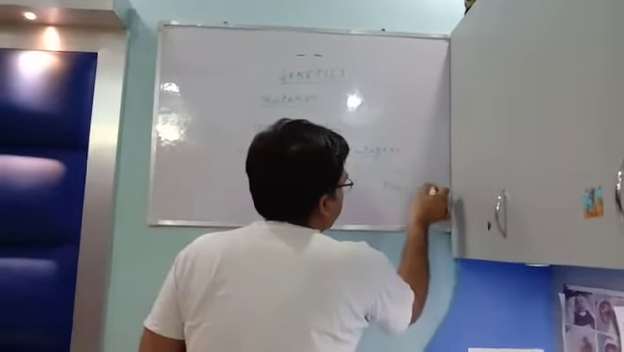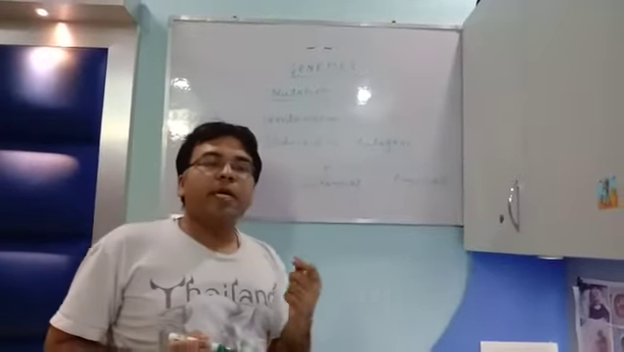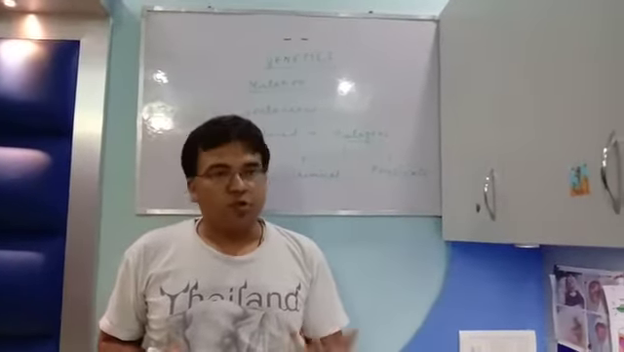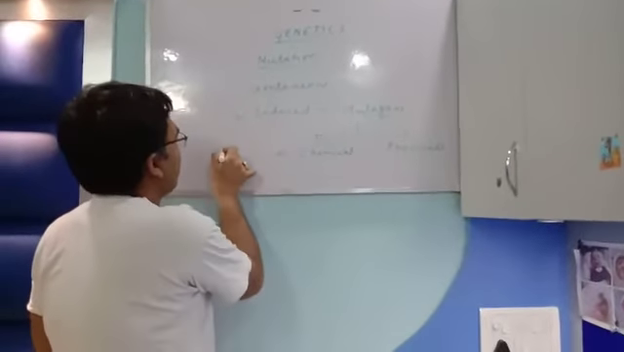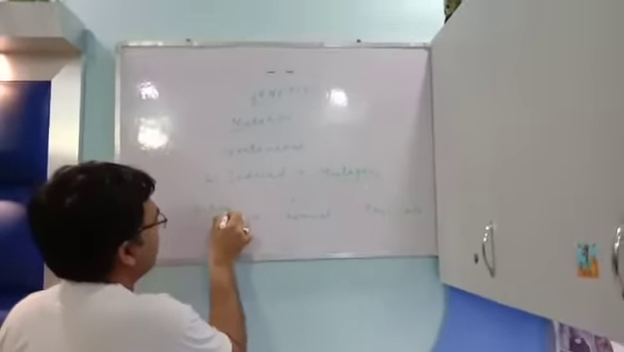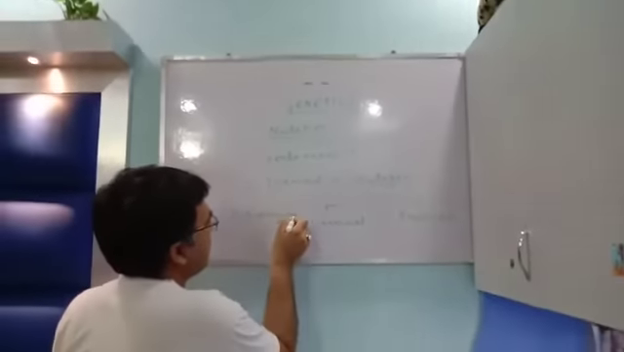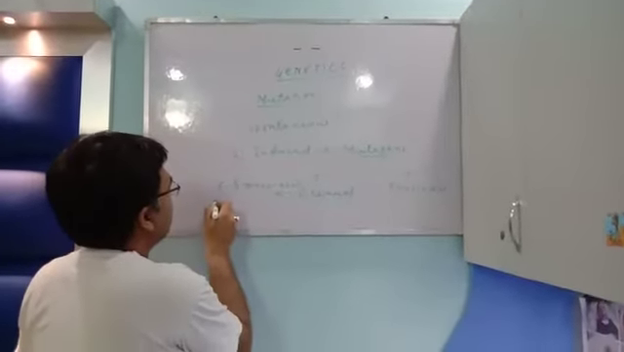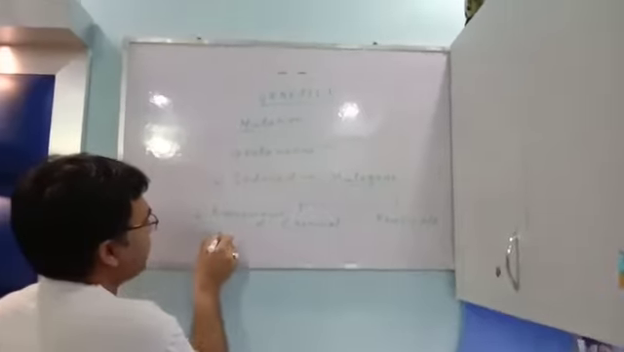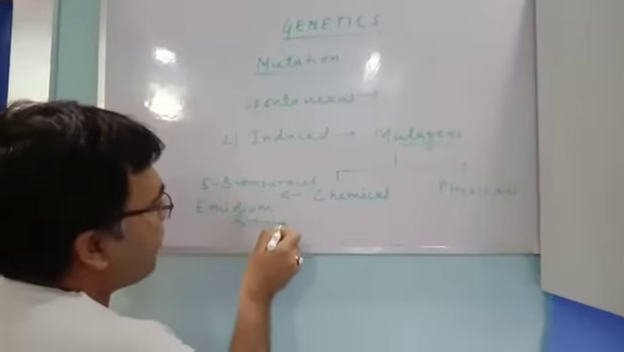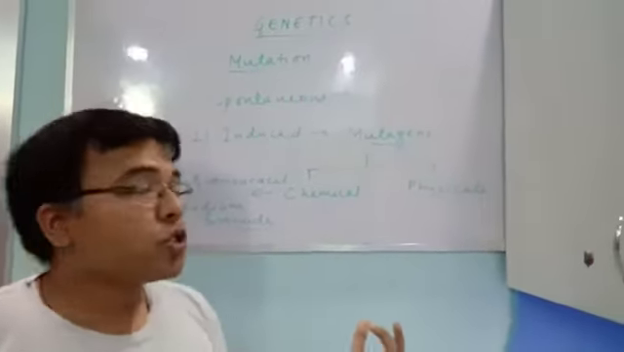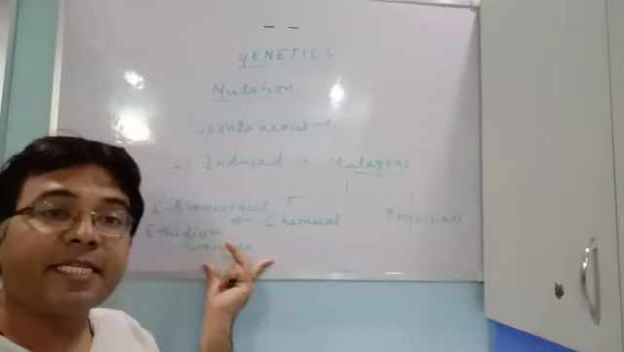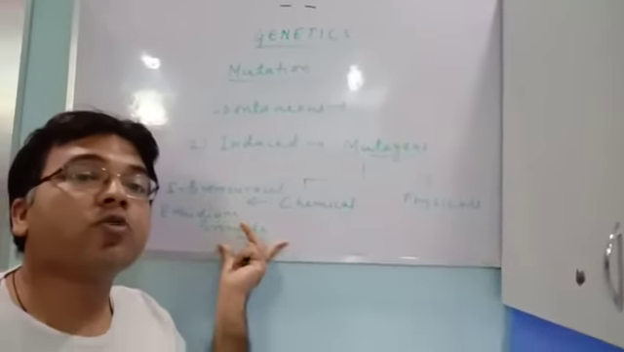So chemical mutagens include the chemicals which can cause mutations. Chemical mutagens, for example, we have 5-bromo-uracil, then ethidium bromide, as you all are familiar with. This ethidium bromide is very popular. As you all know, this ethidium bromide is used for intercalating with the bases of DNA in agarose gel electrophoresis.